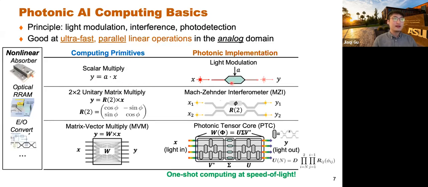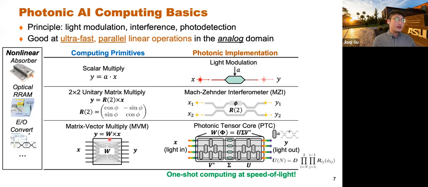Instead of just scalar multiply, optical devices can also do matrix multiplication. For example, this device is a 2x2 Mach-Zehnder interferometer, which we call an MZI. The input vector x1, x2 passes through couplers for channel splitting, a phase shifter for phase rotation, and a second coupler that creates interference. The output vector y1, y2 is a unitary orthogonal rotation of x1, x2. This 2x2 unitary matrix is a very important building block for matrix multiplication.